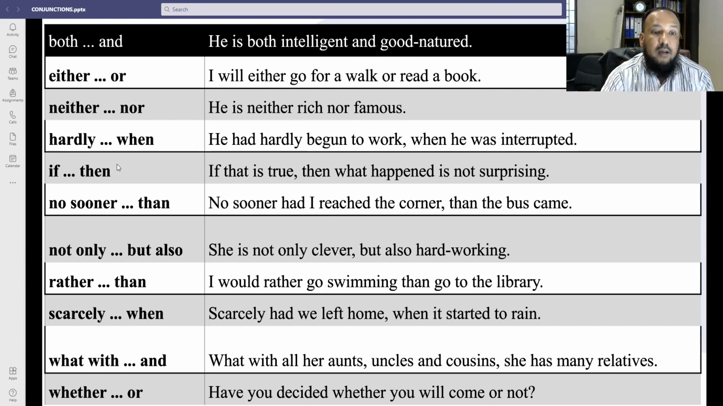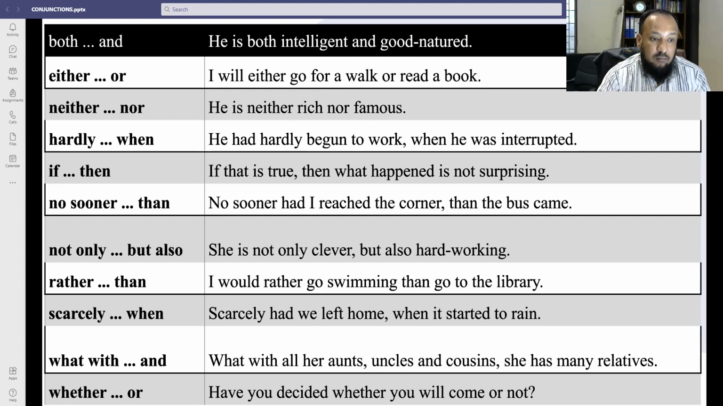Hardly when, he had hardly begun to work when he was interrupted. इसलिए बहुत मुश्किल से ये काम शुरू किया कि रुकावट आ गई. If then, if that is true, then what happened is not surprising. तो if के साथ then इस्तेमाल कर रहे हैं, तो ये सारे के सारे क्या हैं, parallel words हैं, and we term them correlative conjunctions.